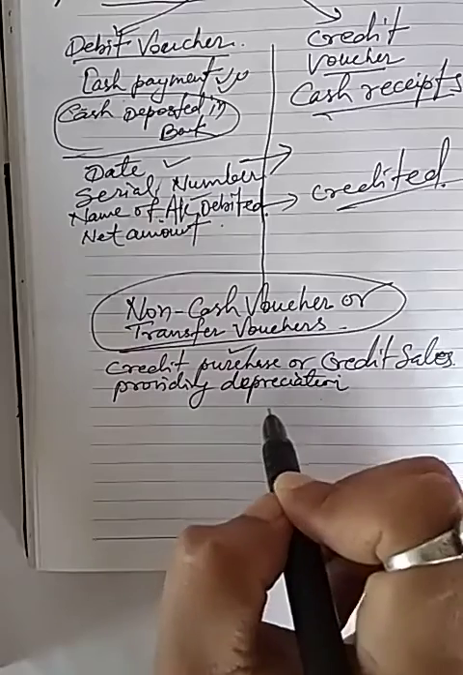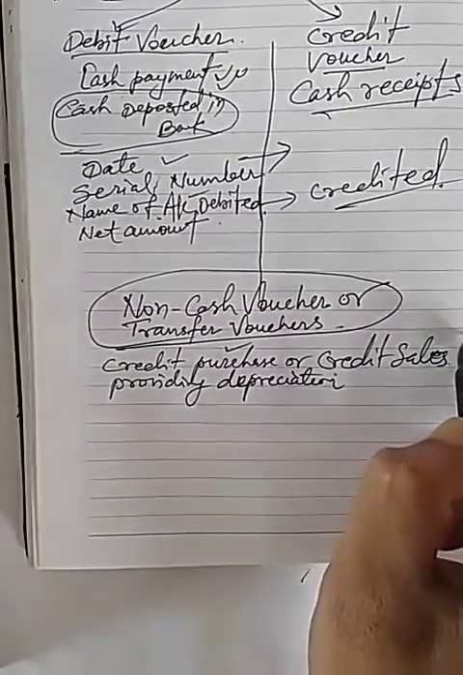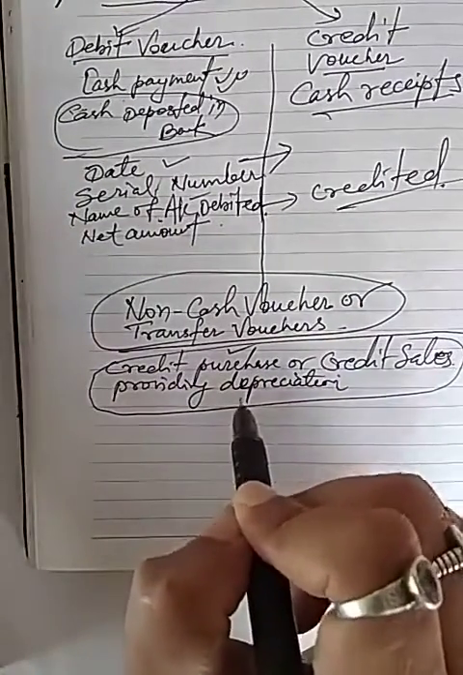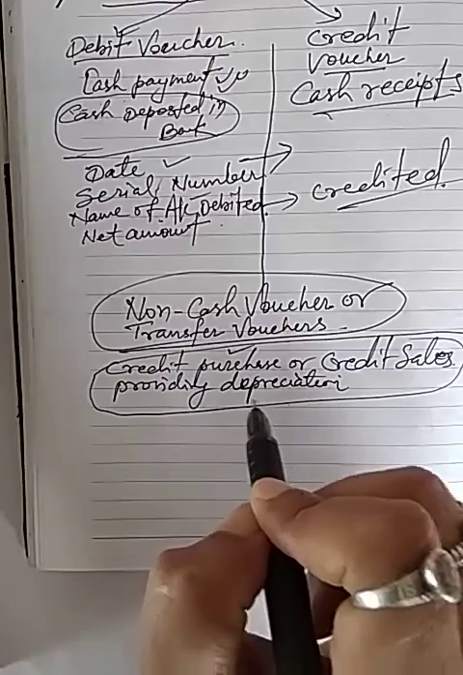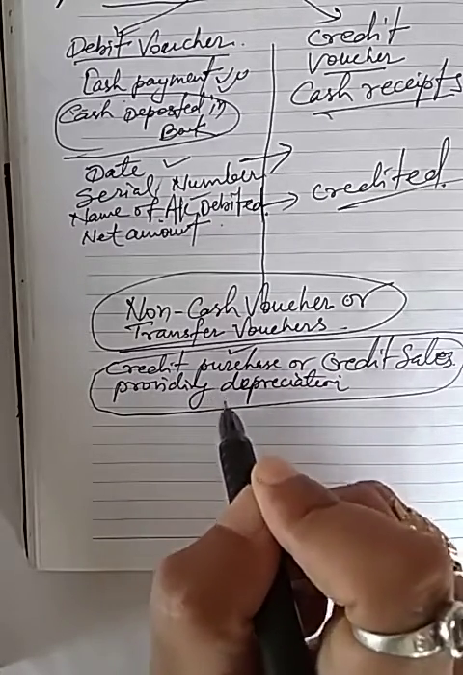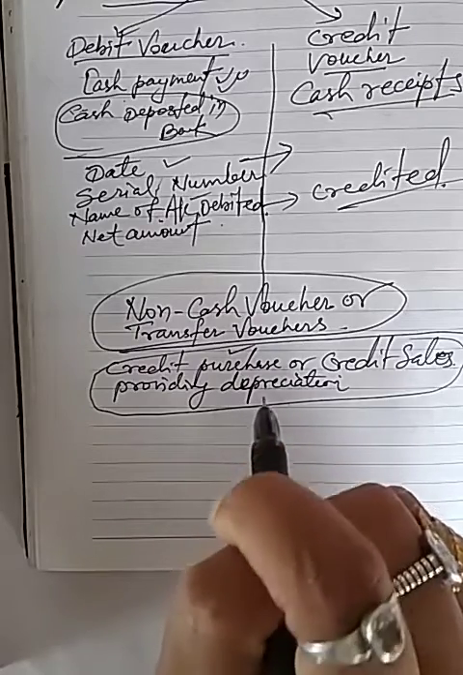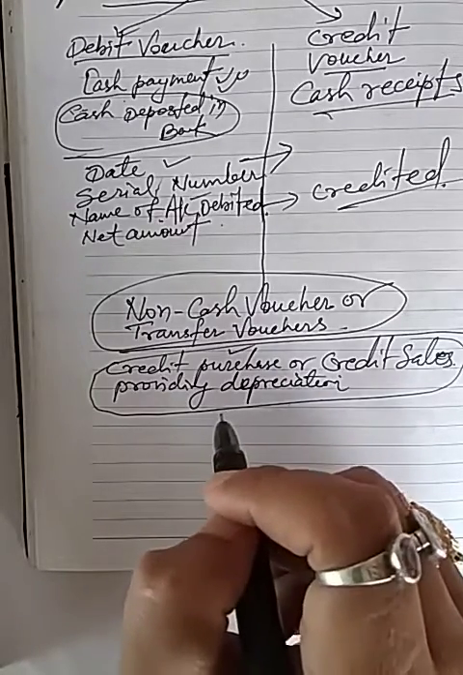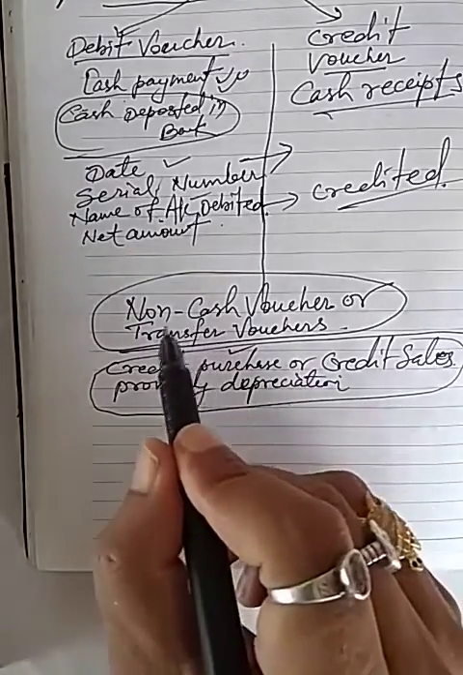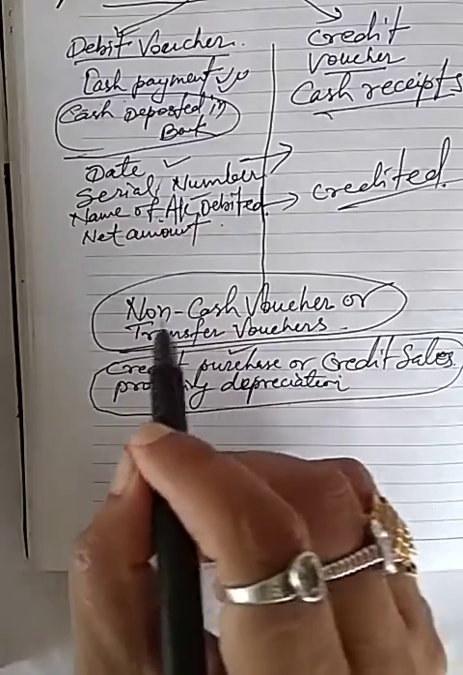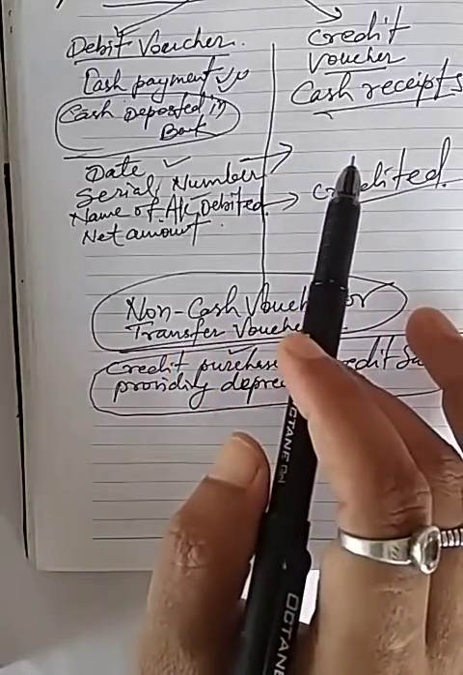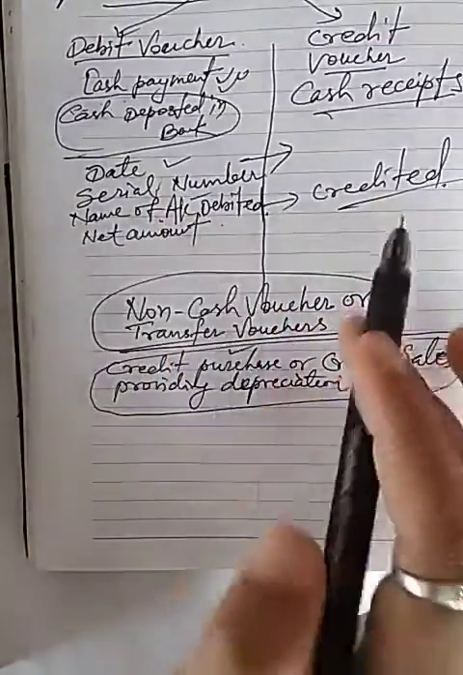Hence, we can say that non-cash vouchers or transfer vouchers are prepared for non-cash items in which cash is not involved. It usually contains the same as debit voucher and credit voucher: date, serial number, etc.